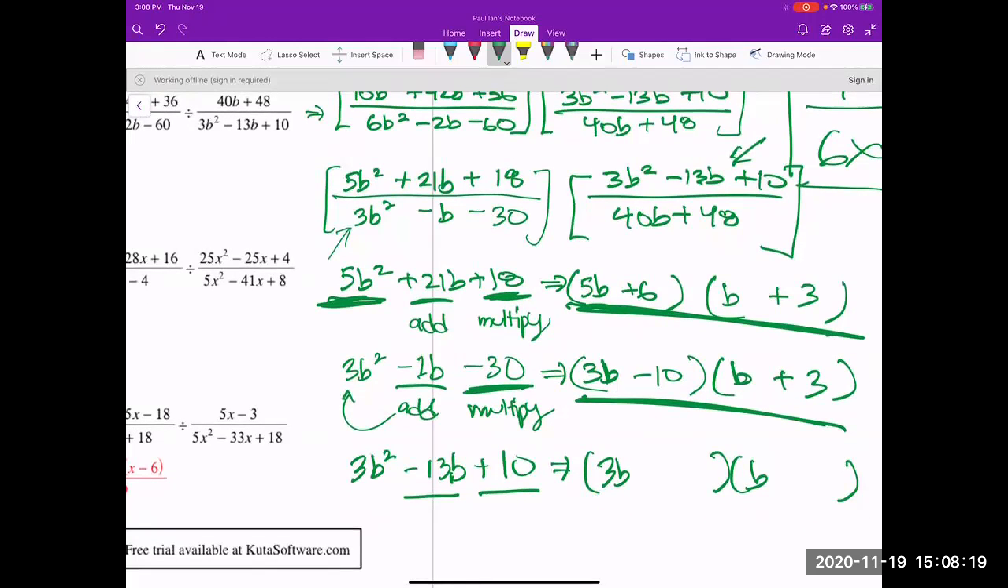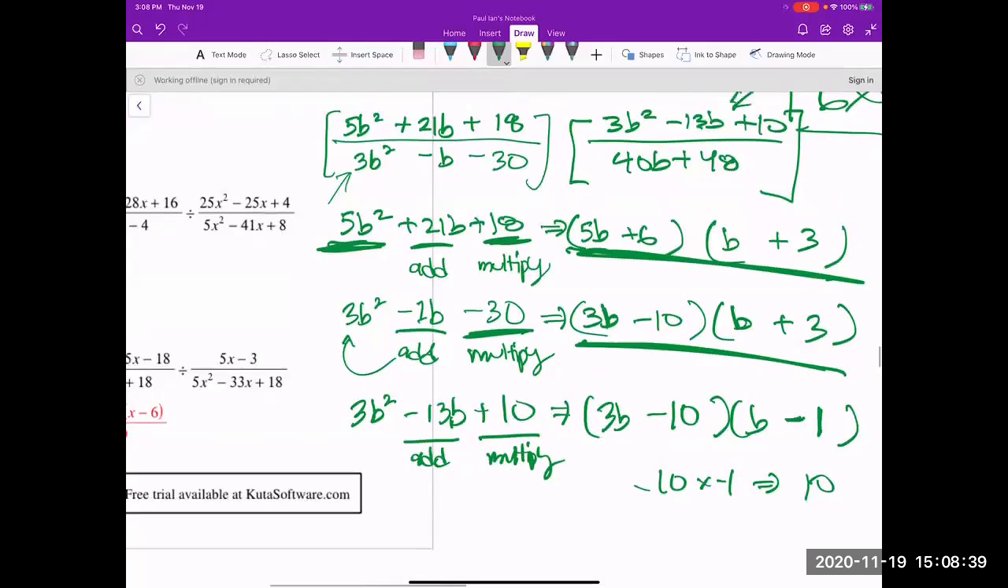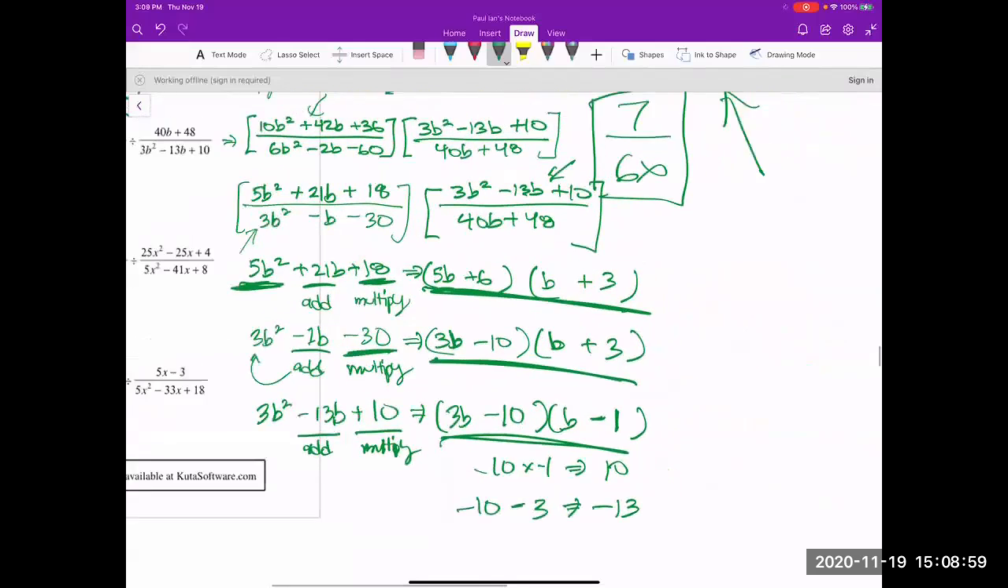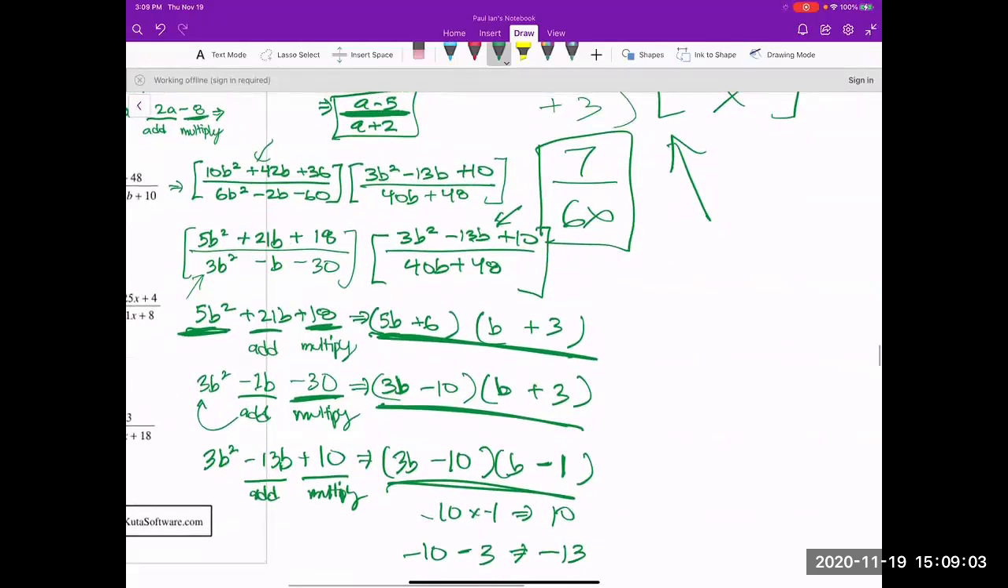Positive 10. Negative 10 times negative 1, right? Yeah. Negative 10 times negative 1, when you multiply them, gives you 10, right? Yeah. And then when you add, negative 10 minus 3 times negative 1, negative 3, is negative 13, right? Yeah. So this is the one. So that's 3 in one thing. So now you have these 3, right? Yeah. And let me see if you can get b, 3b.